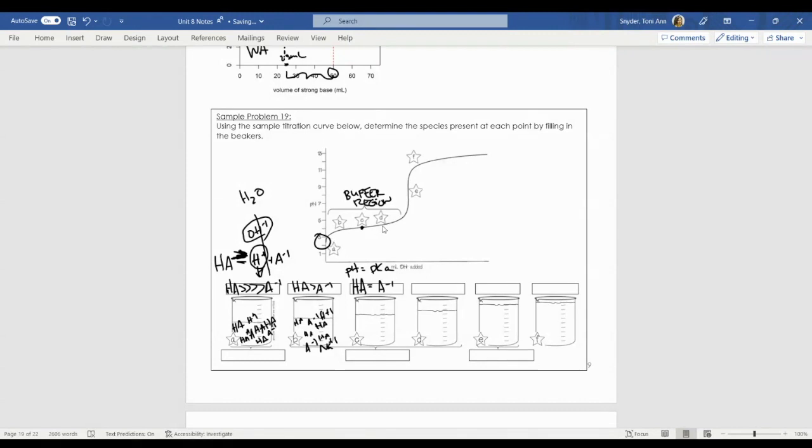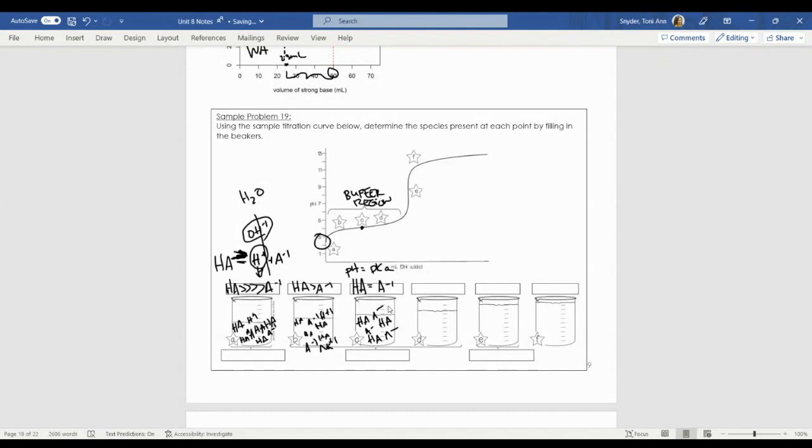If I'm at point D, it's not a great buffer because it doesn't resist the change in pH when more base is added. C is really the point where you have the best buffers, where you have equal amounts of weak acid to its conjugate base. So I'm going to eliminate spectators here. I think it's a little bit easier to consider it this way. I'm going to draw 3 HA's and 3 A- ions, just to show that the concentration is the same.